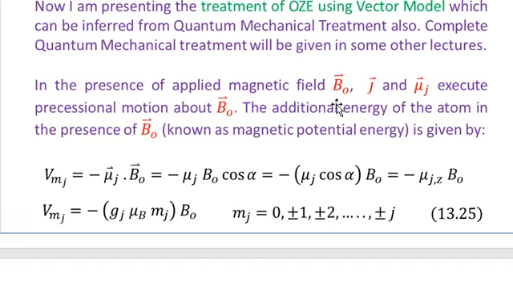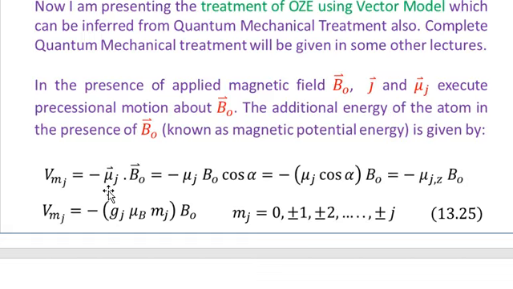So in the presence of the applied magnetic field B naught, J, which is the total angular momentum of the atom, and mu J, which is the total magnetic moment of the atom, execute precessional motion about B naught. The additional energy of the atom in the presence of B naught, also known as the magnetic potential energy, is given by V sub M J, where M J is the total magnetic quantum number. If you apply magnetic field B naught to an atom, the atom acquires additional magnetic potential energy, and this V sub M J is due to the total magnetic quantum number of the atom.